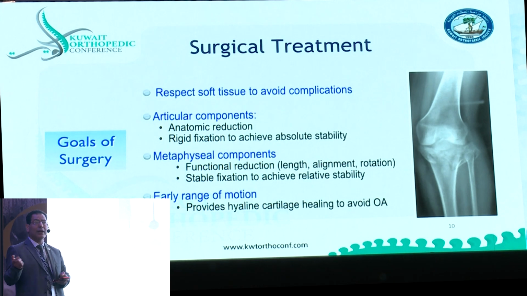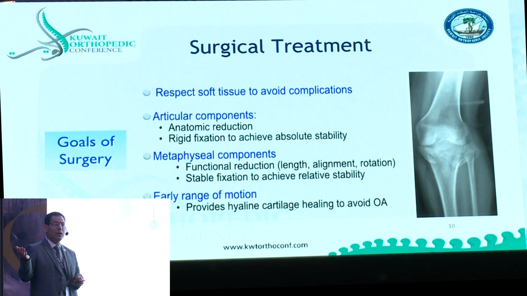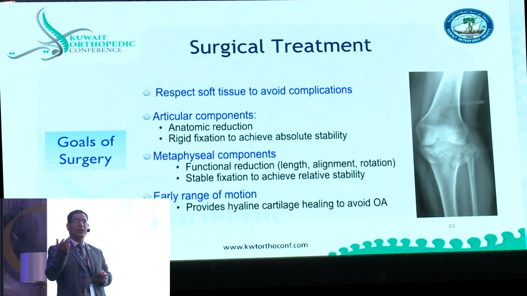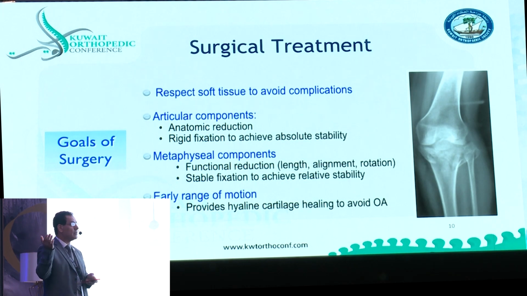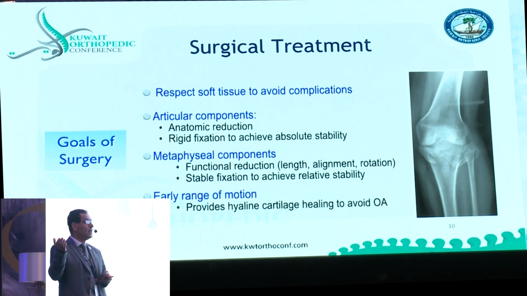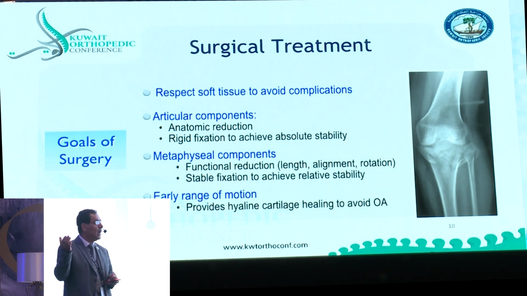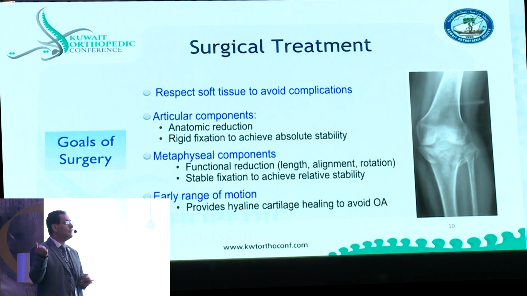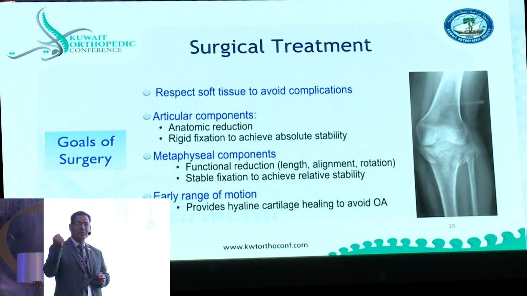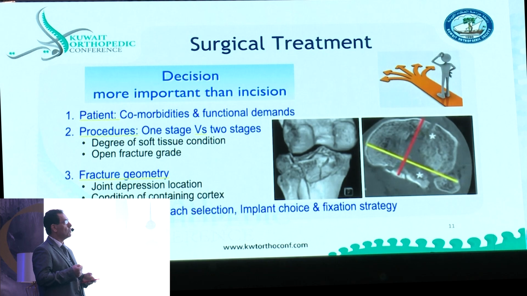Our goal of surgery, like AO principles, is to respect soft tissue. You have an articular component and a metaphyseal component. Articular component: anatomic reduction and rigid fixation to achieve absolute stability. Metaphyseal component: functional reduction. You must restore length, rotation, and alignment, and then stable fixation to achieve relative stability. And also for healing of the cartilage, you must start early range of motion.